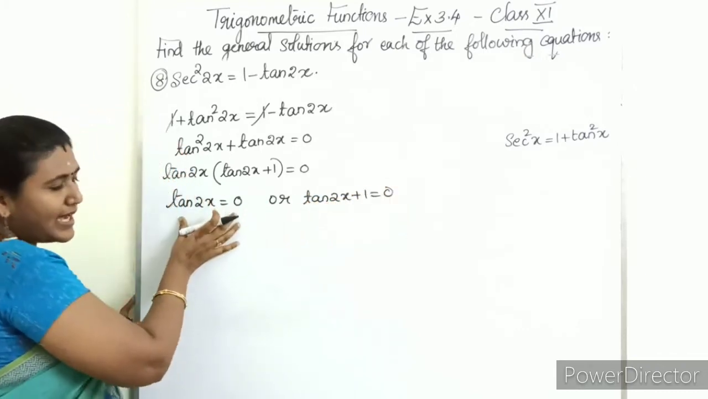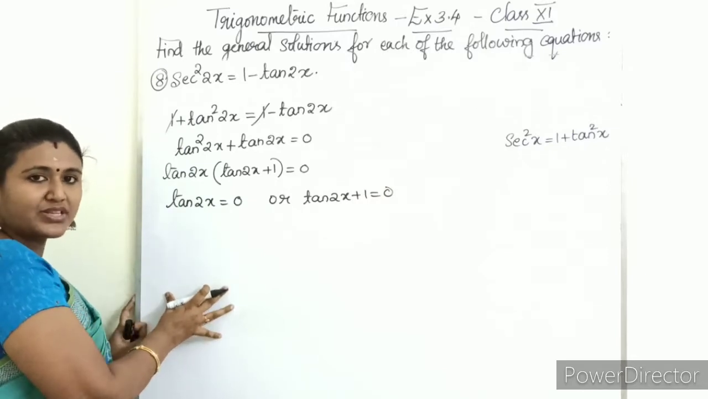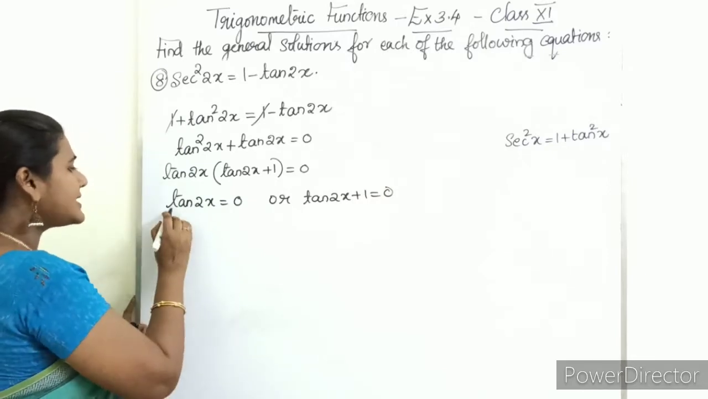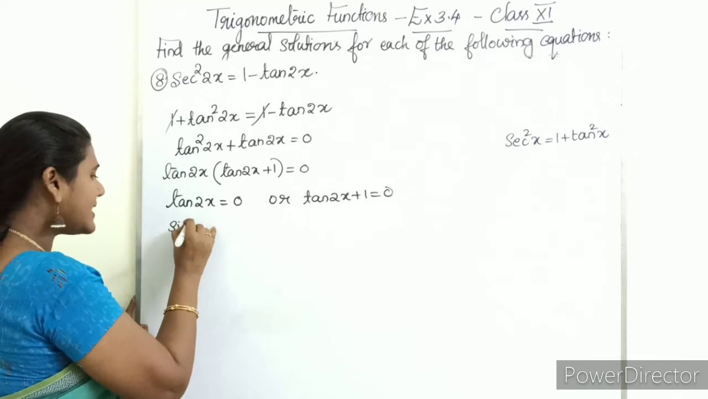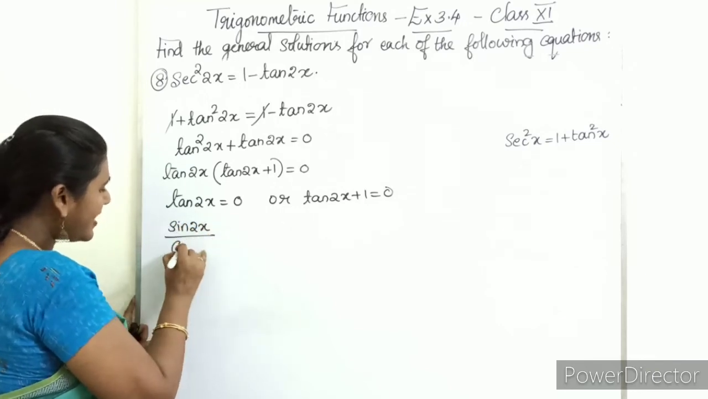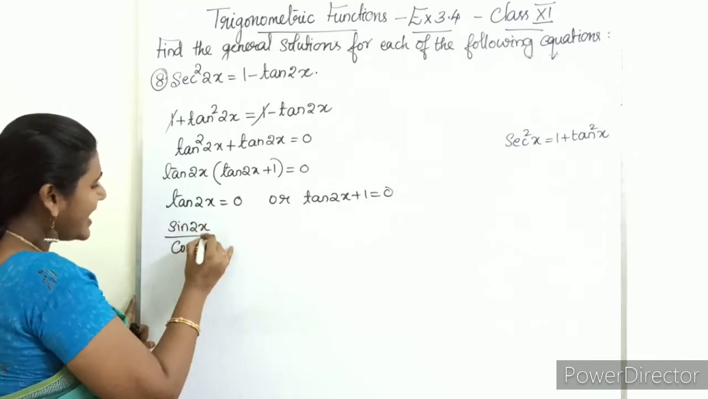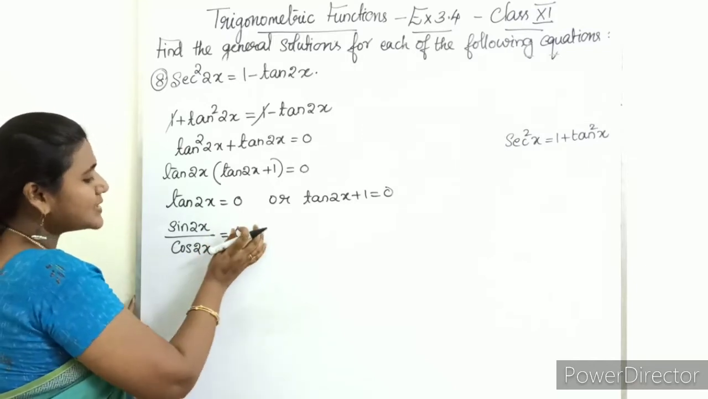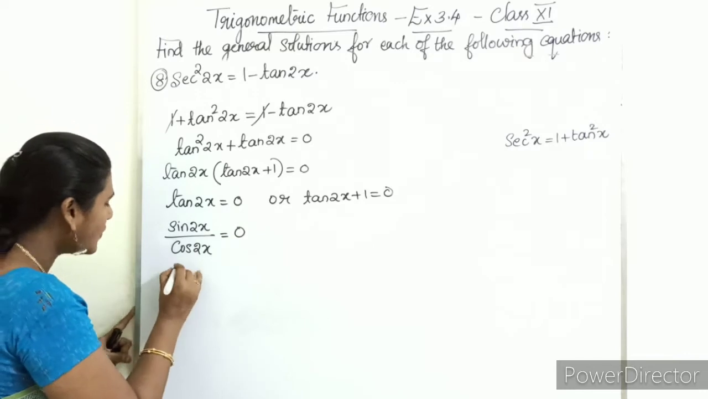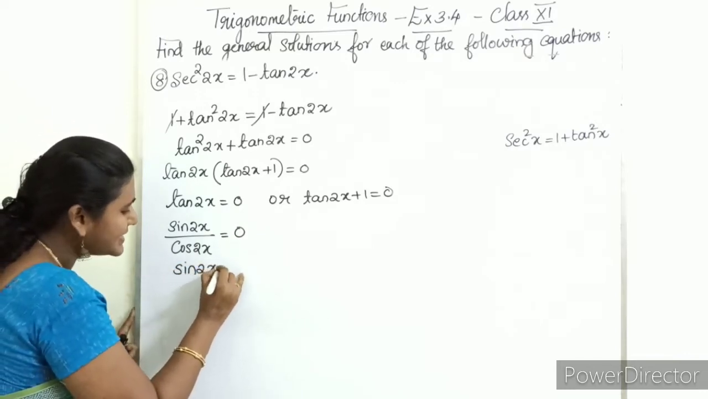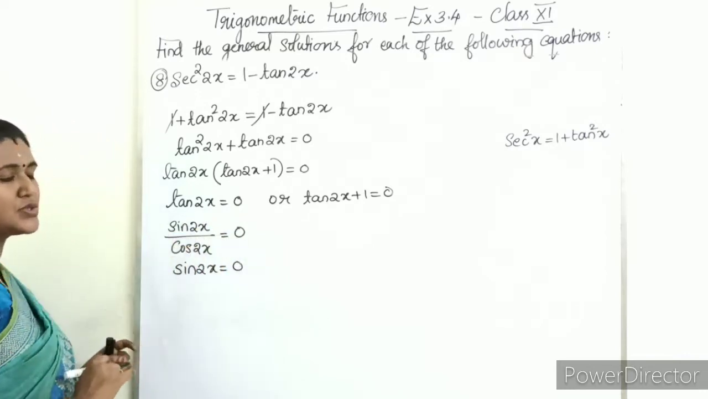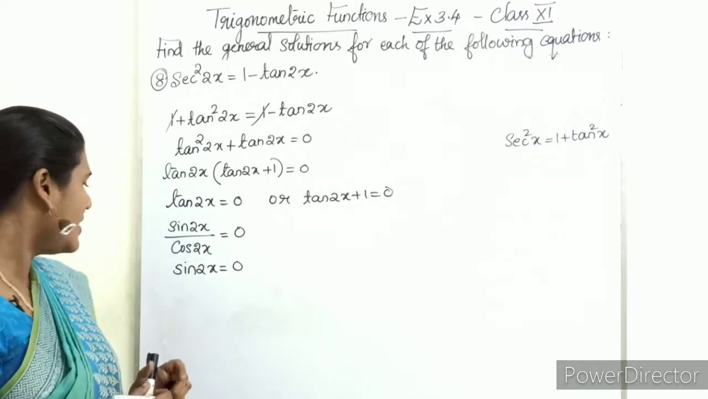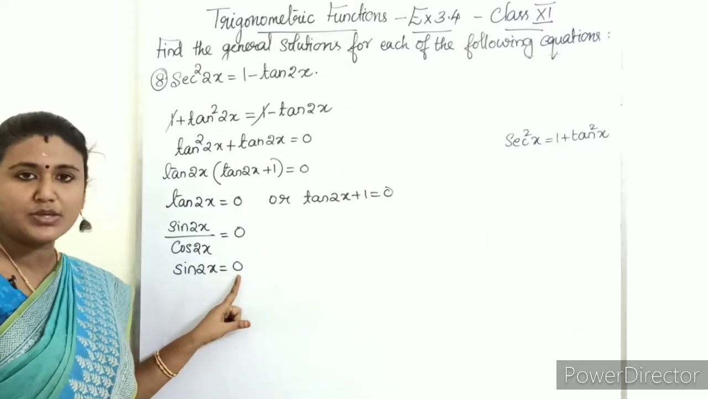Now we will find the solution for the first equation. Here tan 2x we can write as sin 2x by cos 2x. So sin 2x by cos 2x is equal to 0. We will take this cos 2x to the right side. So what we will get? Sin 2x is equal to 0 into cos 2x, which is equal to 0. So sin 2x is equal to 0.